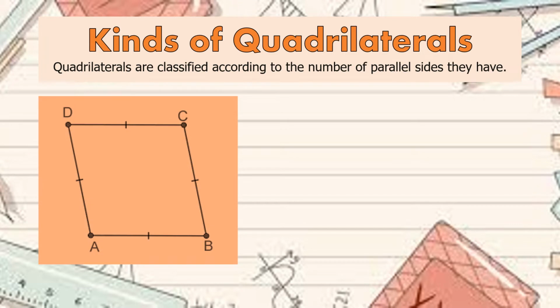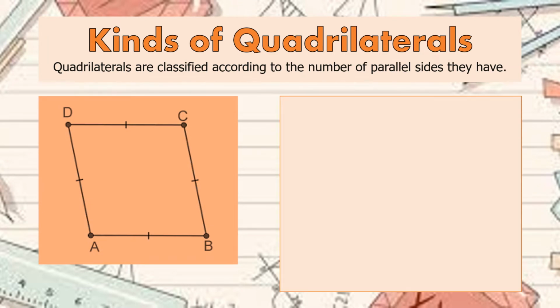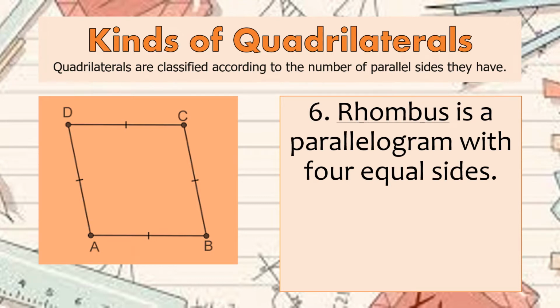The next kind of quadrilateral is also a parallelogram. But this time, we have no 90-degree angle or wala tayong right angle. Rhombus is a parallelogram with 4 equal sides. So, as you can see on the figure, DC is equivalent with the measurement of CB as well as AB and AD, meaning pare-parehas lamang ang measurement ng kanilang sides. Take note, wala tayong 90-degree angle dito.